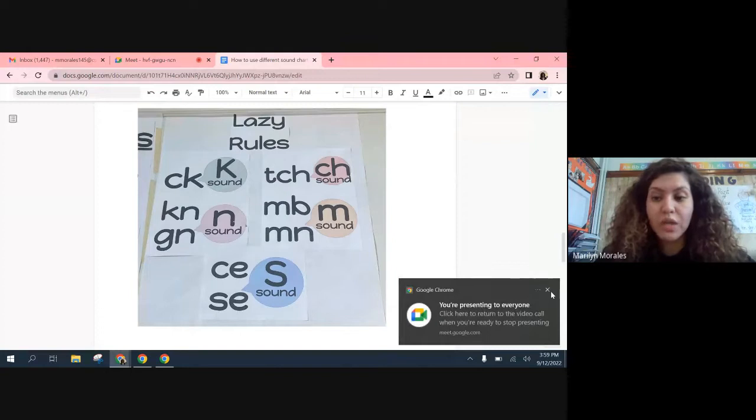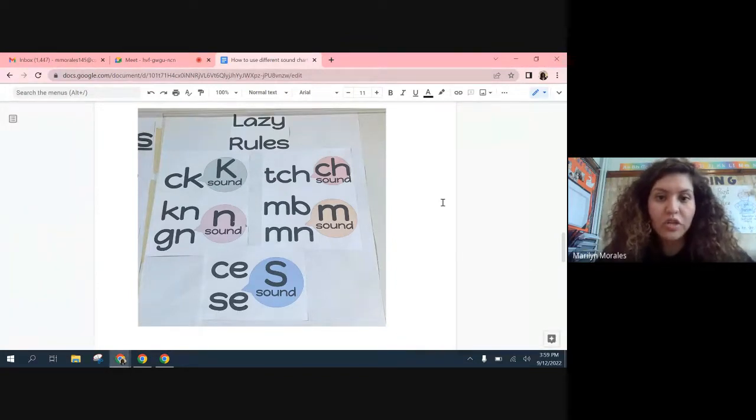So this is what I call the lazy rules. Formally, they're not actually called lazy rules. They're called digraphs with a silent letter. However, that's a little bit trickier for the kids to remember, so I call them the lazy rules. And it makes sense a little bit to them because of how I'll explain it right now.